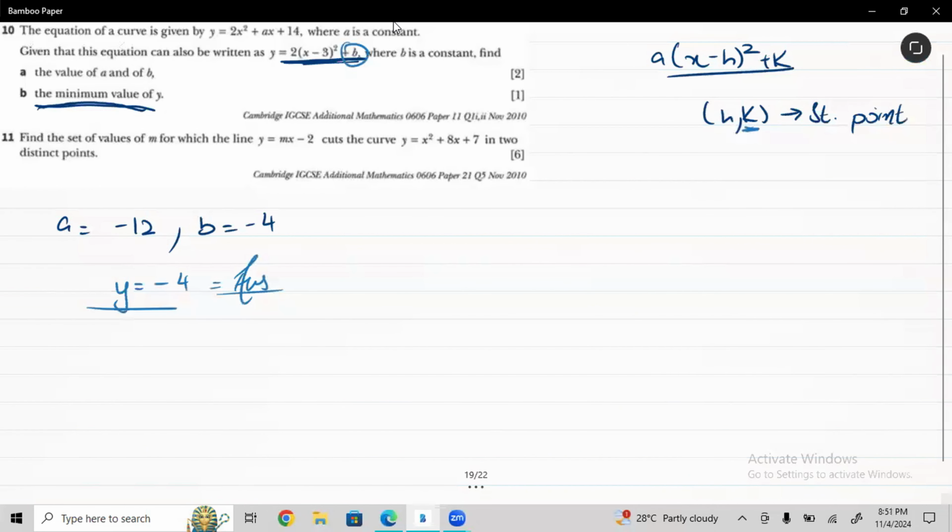It's not really hard, just simple. It's mostly about your concepts. If your concepts are clear, you're going to easily solve these types of questions.